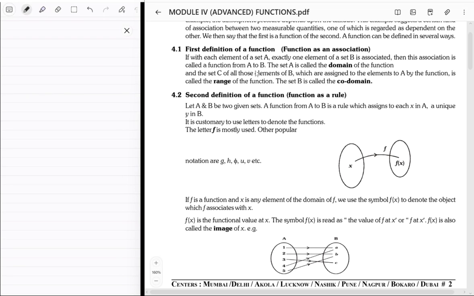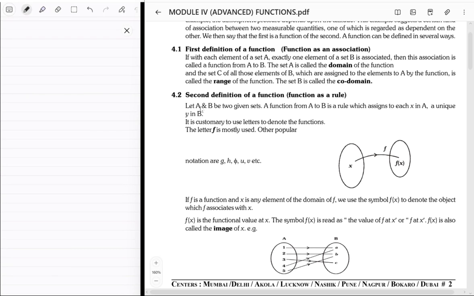And they said the set of all elements of B that are outputs is called the range. And B is called the codomain. Right, but seriously, what exactly is the function of that? I don't know. But yeah, that's the way they define functions.